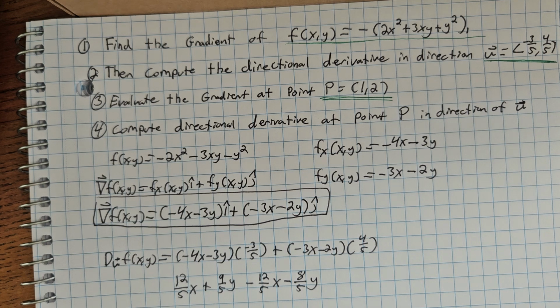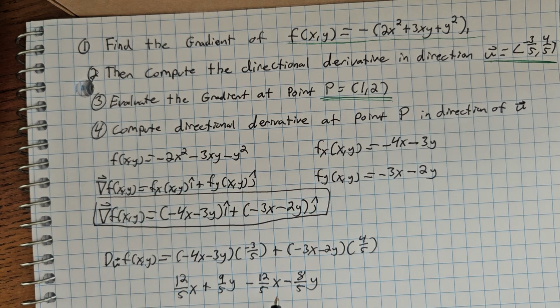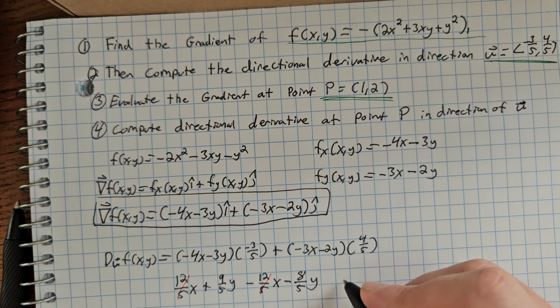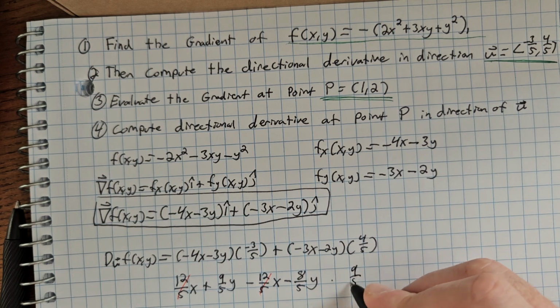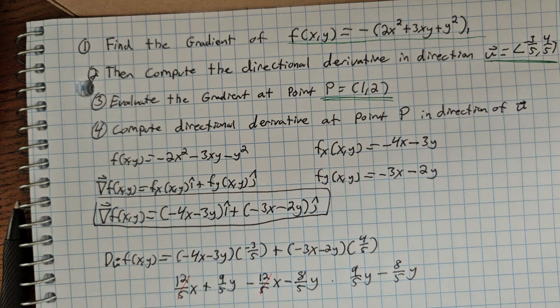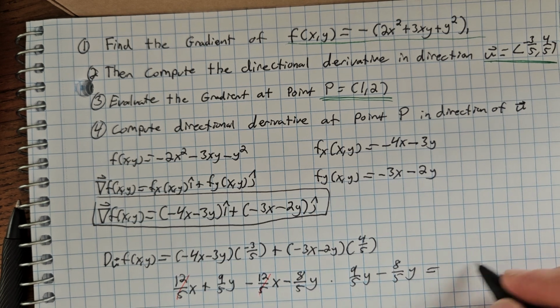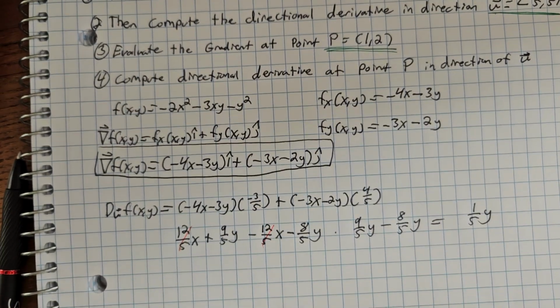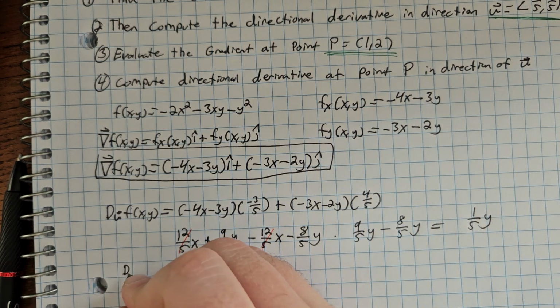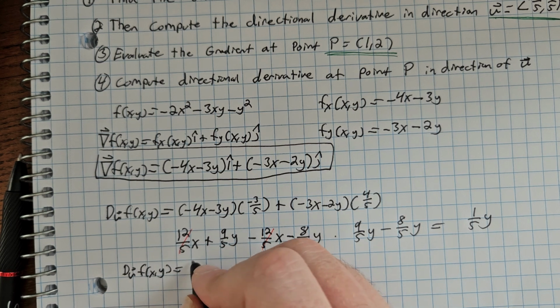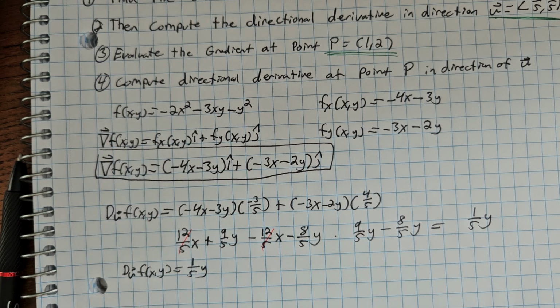So looking here, we can simplify some things. You see we have a negative 12 over 5x and a positive 12 over 5x. Those would cancel out. And this will leave us with a 9 over 5y minus 8 over 5y, which, simple mathematics, will give us 1 over 5y. So our directional derivative in the direction of u of f of x, y equals 1 over 5y.